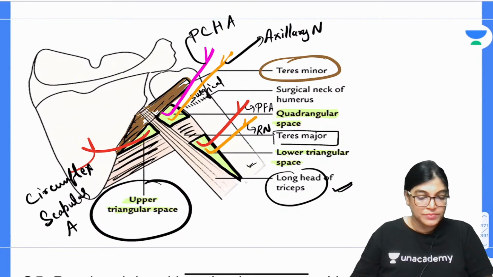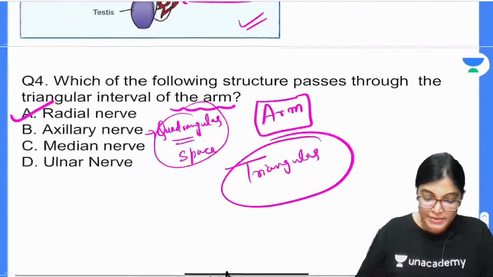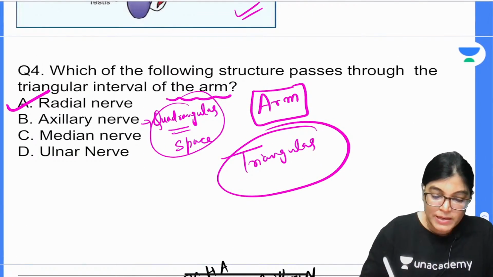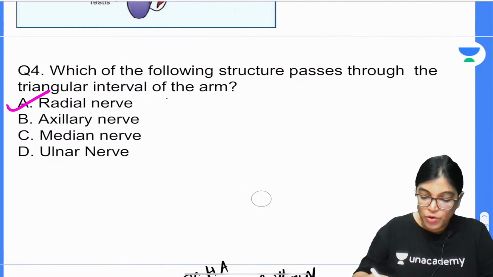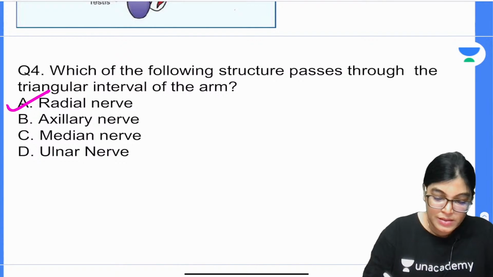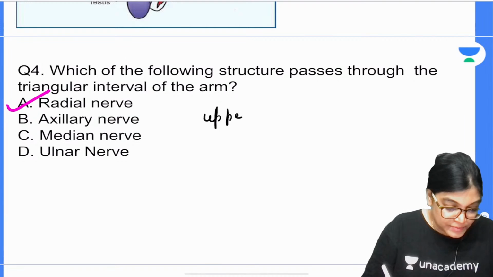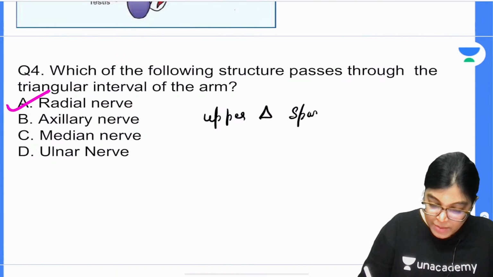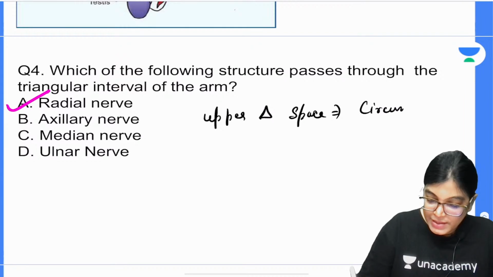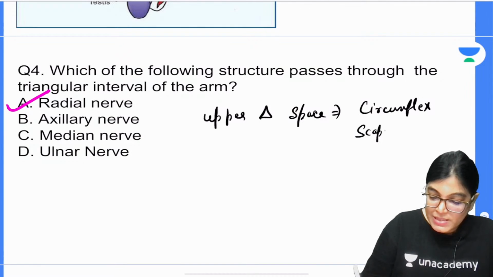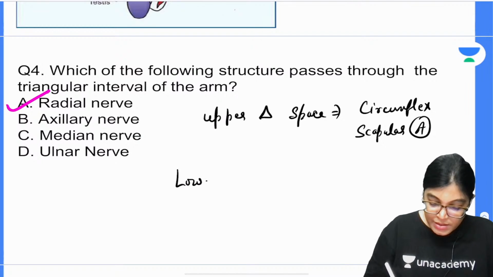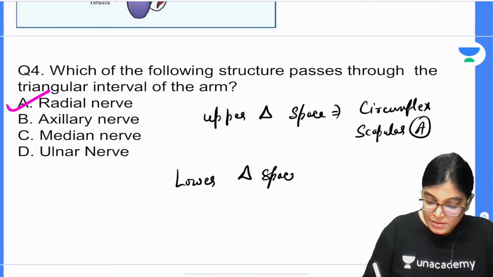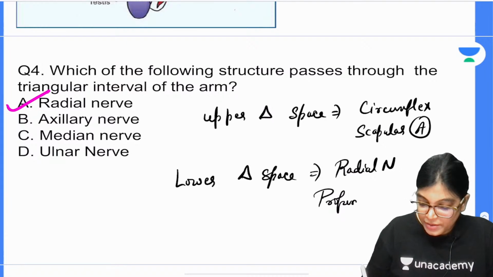Absolutely right, Joseph. So see here, this was the MCQ which has been asked. Let me just write the important points, which is very important. Please don't get confused with these points. Upper triangular space, circumflex scapular artery. Can anybody tell me, circumflex scapular artery is a branch of which artery? Lower triangular space, radial nerve and profunda brachii artery.